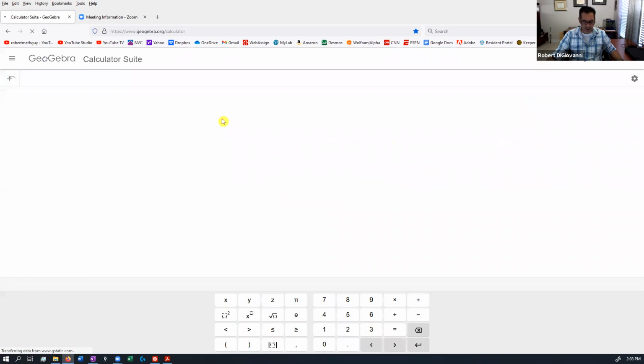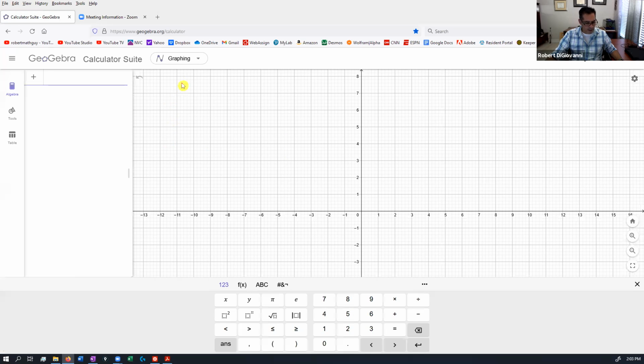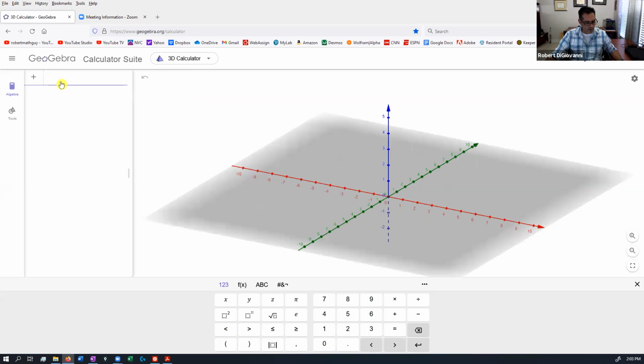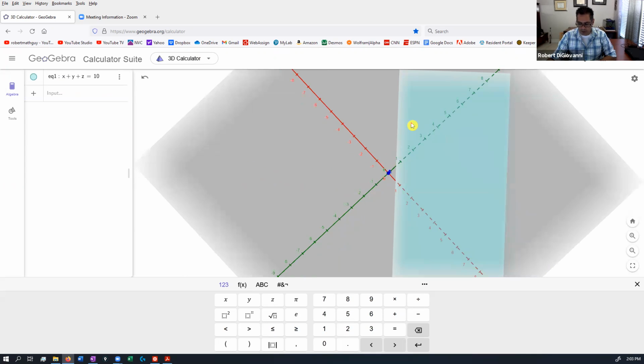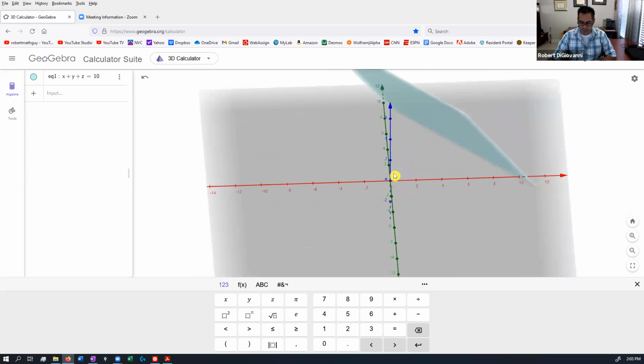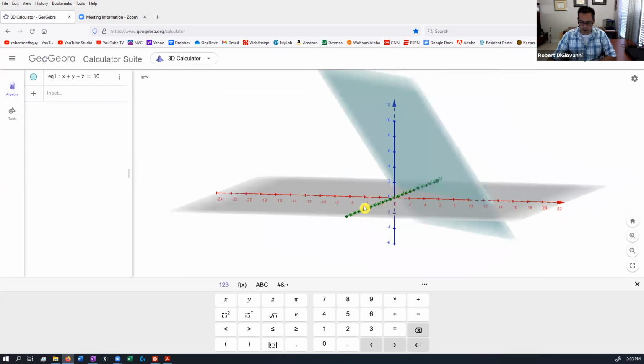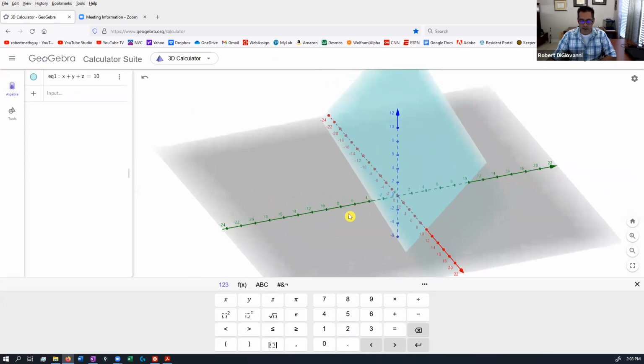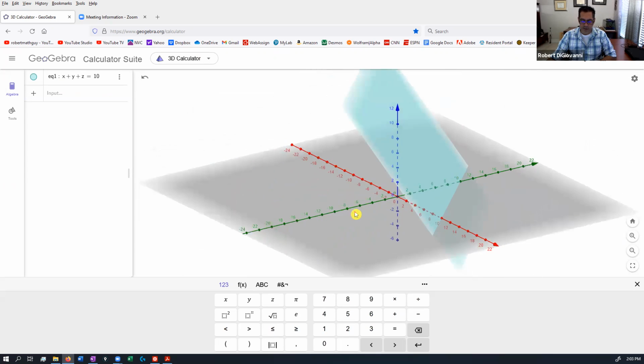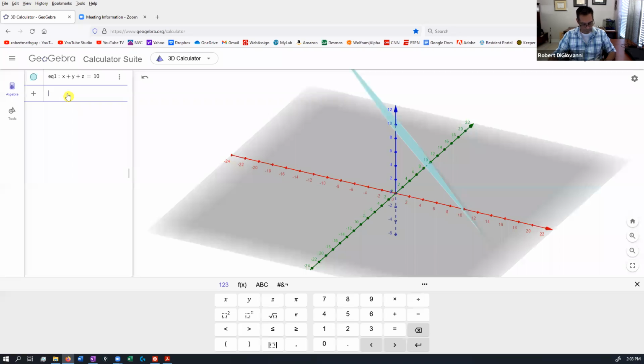I'm going to see what this does. I doubt this is going to do it. Let me see. I haven't been here in a while. Graph, if I want to do a 3D graph, if I do x plus y plus z equals 10, where is it? Oh, there it is. Okay. Whoa, whoa. That's pretty cool, huh? I can graph a plane, and then let me graph another one.